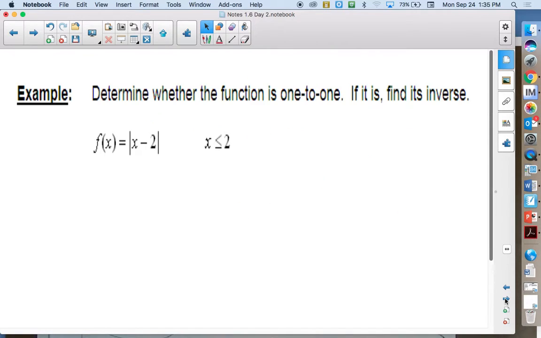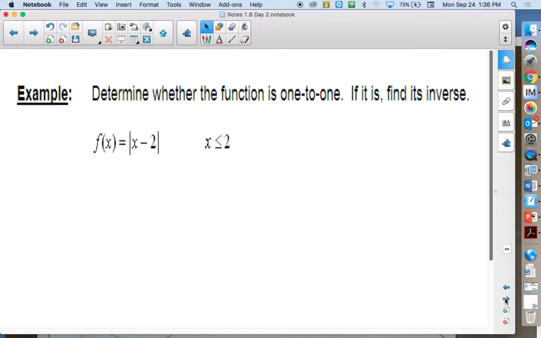So the next question says determine whether the function is one-to-one. If it is, find the inverse. And most of your homework, that was the first step of the problem. Is it one-to-one? If so, you said yes, then you were supposed to find the inverse. Some of those questions just wanted you to see if it was one-to-one. But then the next group wanted you to actually find the inverse if you said yes, it's one-to-one.